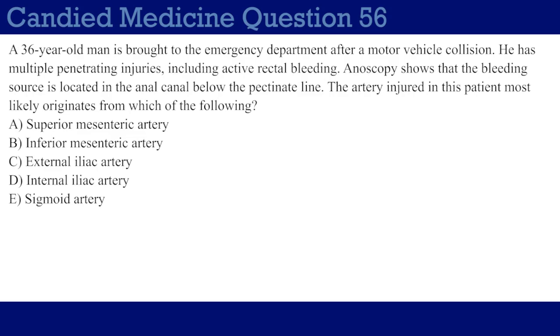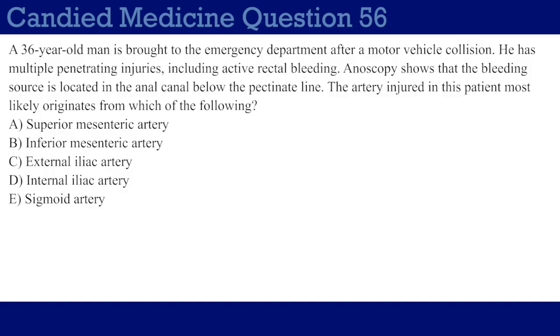A 36-year-old man is brought to the emergency department after a motor vehicle collision. He has multiple penetrating injuries, including active rectal bleeding. Endoscopy shows that the bleeding source is located in the anal canal below the pectinate line. The artery injured in this patient most likely originates from which of the following?